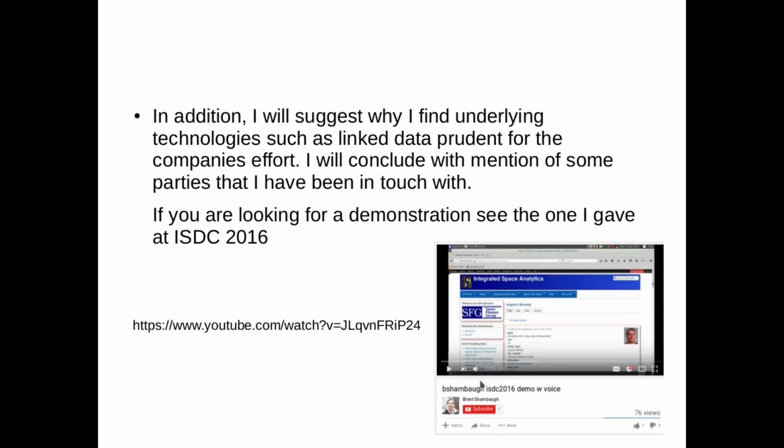In addition, I will suggest why I find underlying technologies such as linked data prudent for the company's effort. I will conclude with mention of some parties that I have been in touch with. If you are looking for a demonstration, see the one I gave at ISDC 2016.